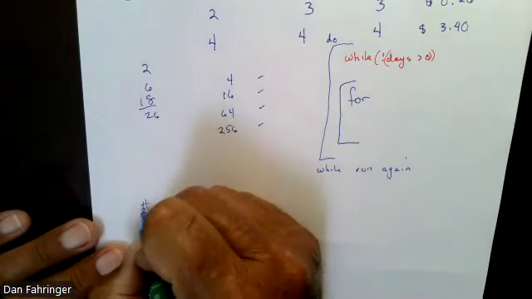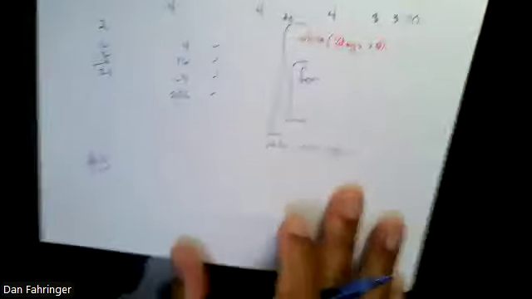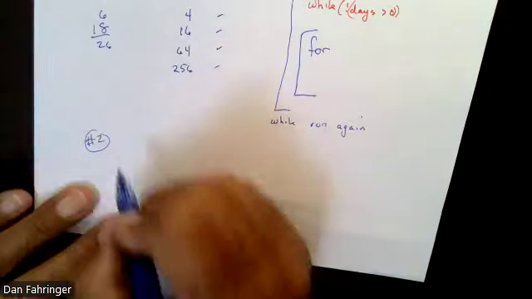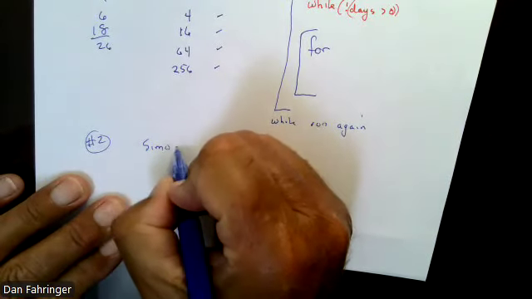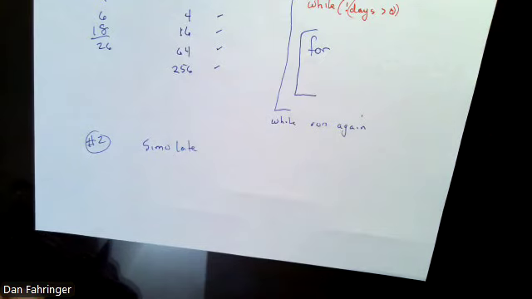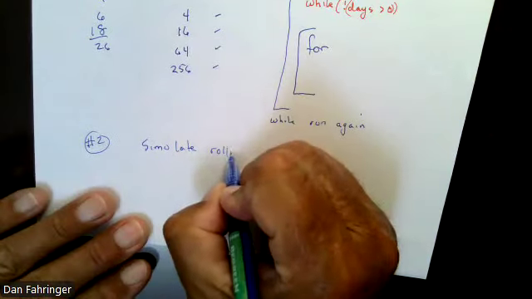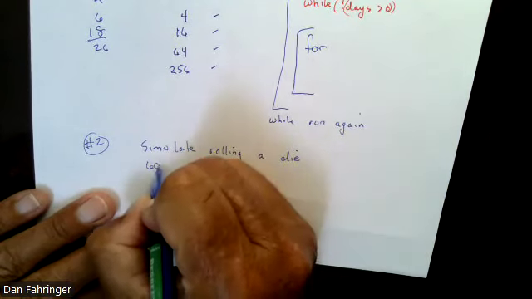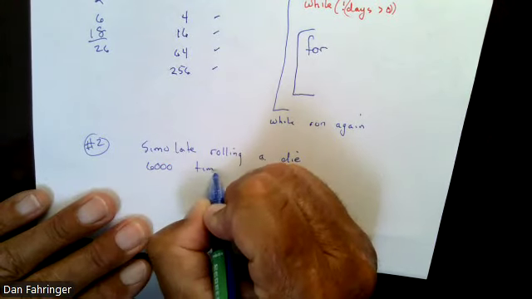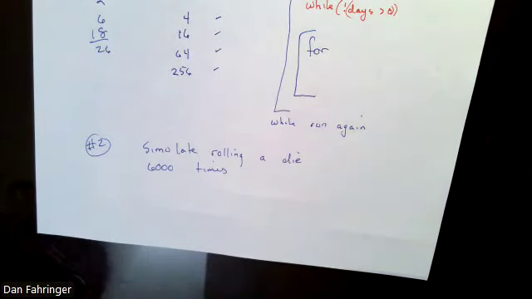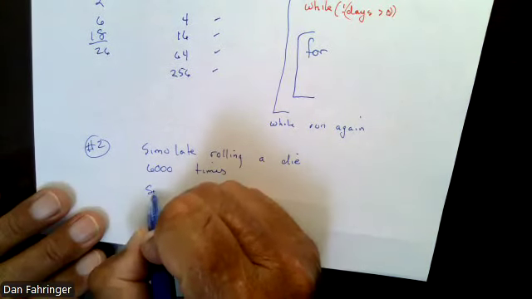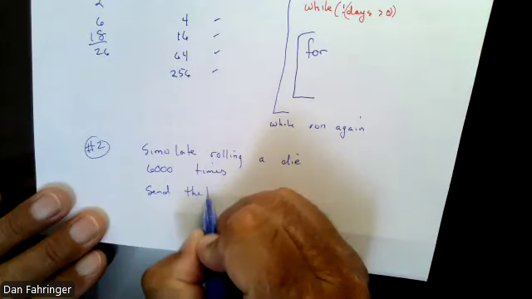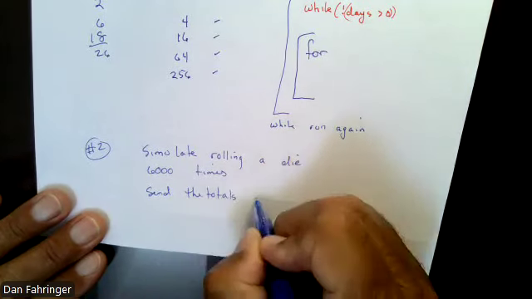Program number 2. You are going to simulate rolling a die 6,000 times. You're going to send the totals to a file.